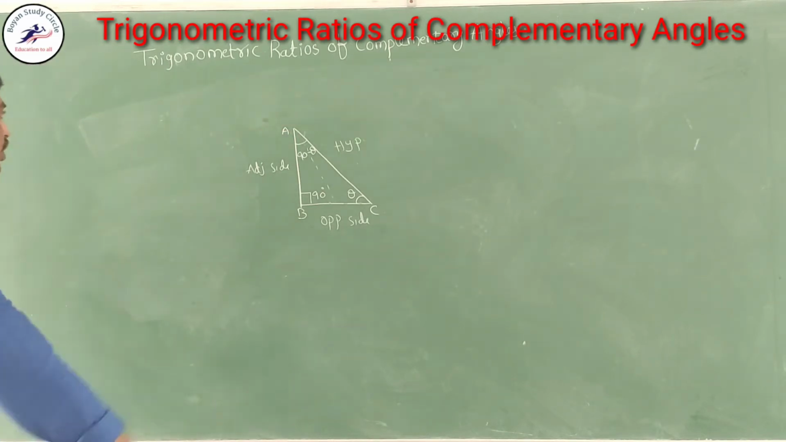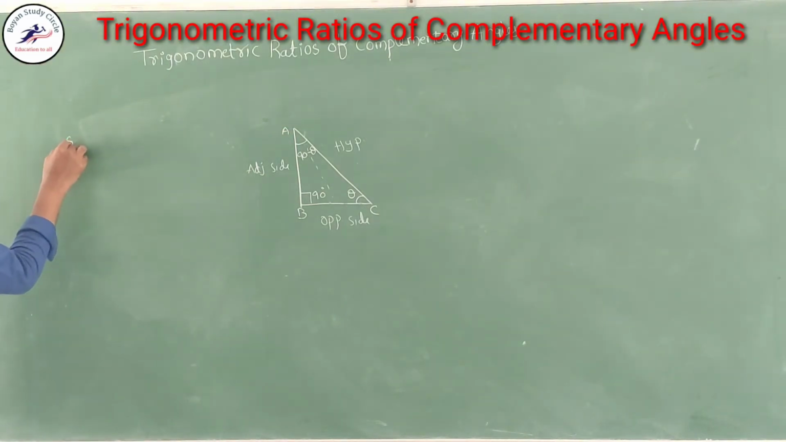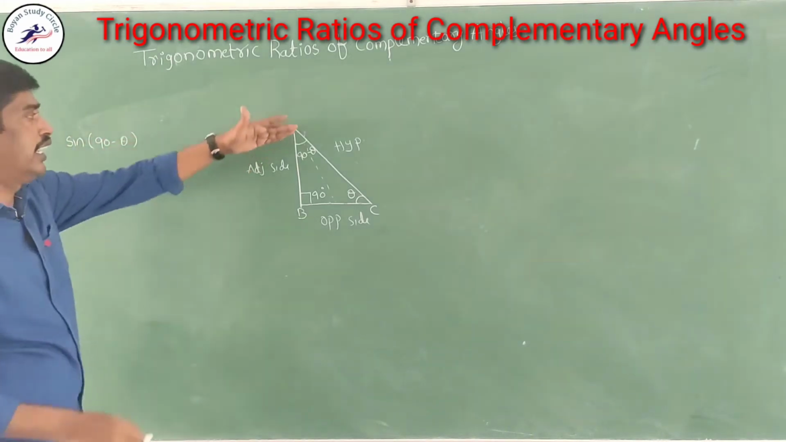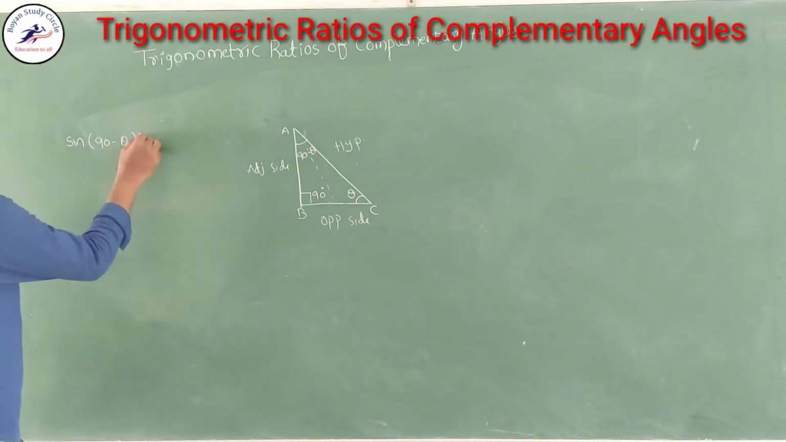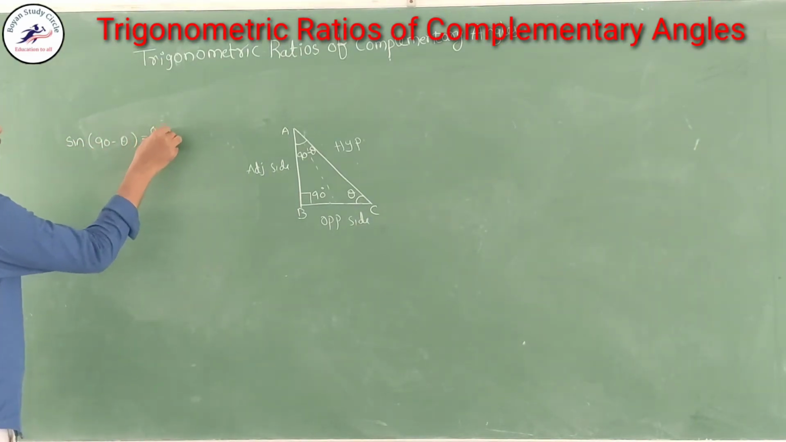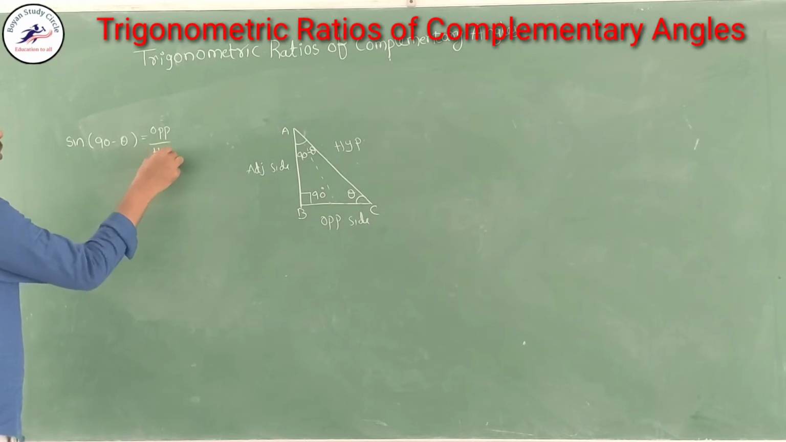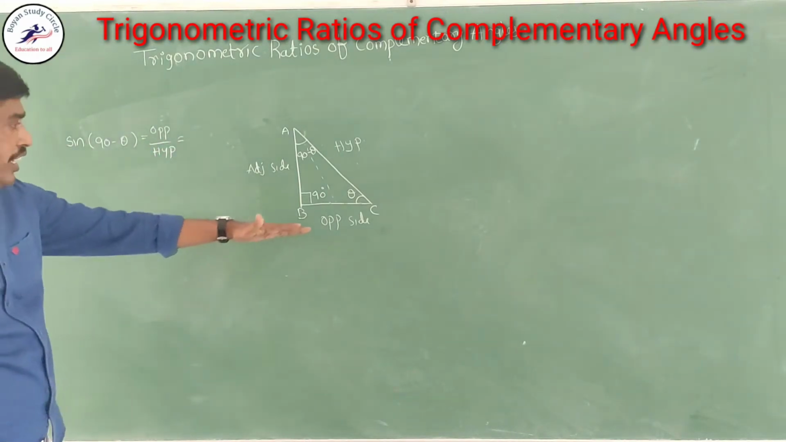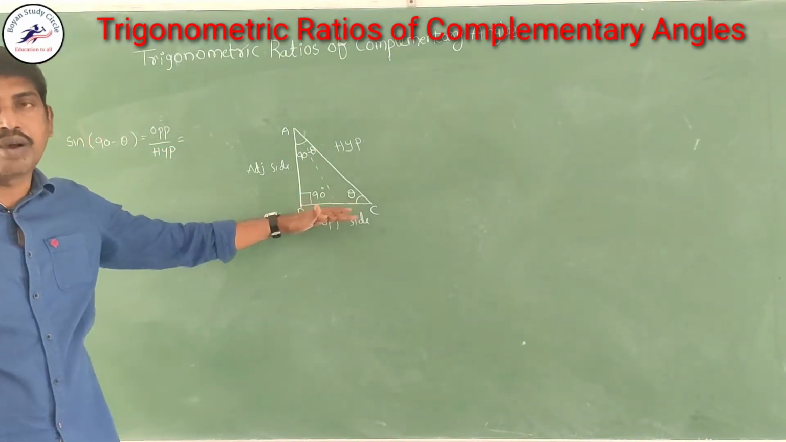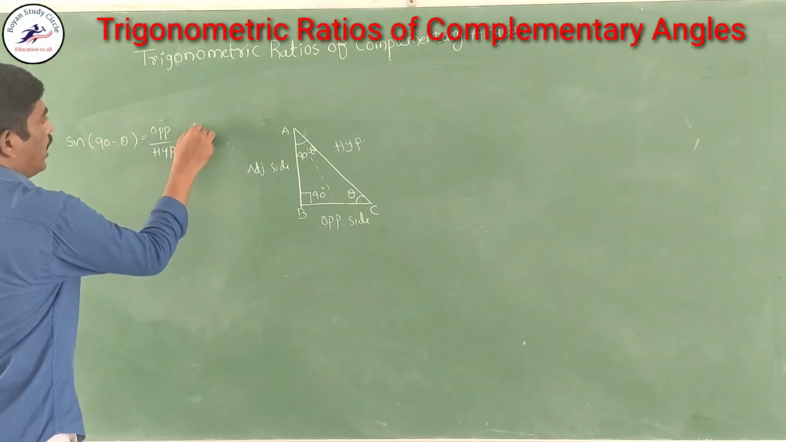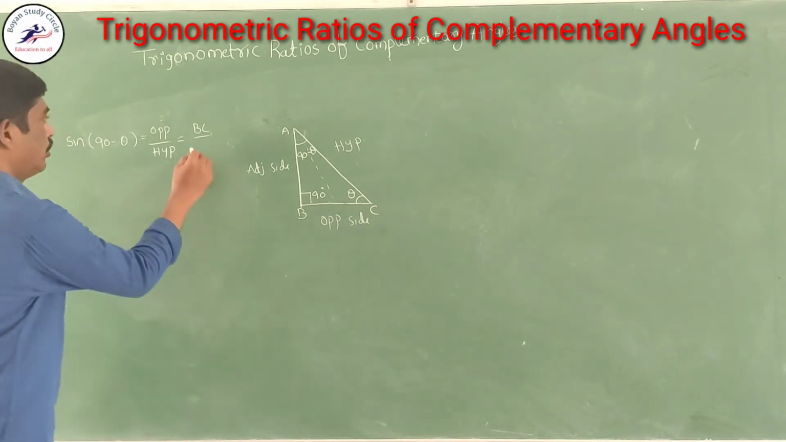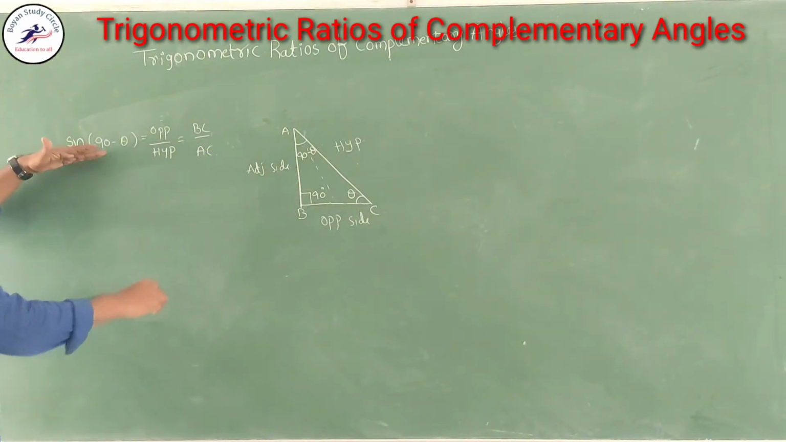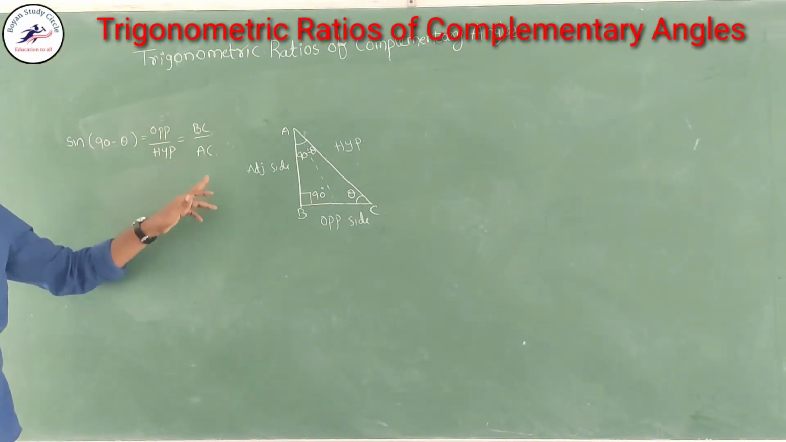First of all, see sine of 90 minus theta. Here angle A is 90 minus theta. What is the ratio of sine? That is opposite side by hypotenuse. What is the opposite side here? BC. BC is the opposite side. BC by, what is the hypotenuse? Hypotenuse is AC. Okay. Sine of 90 minus theta is equal to BC by AC.